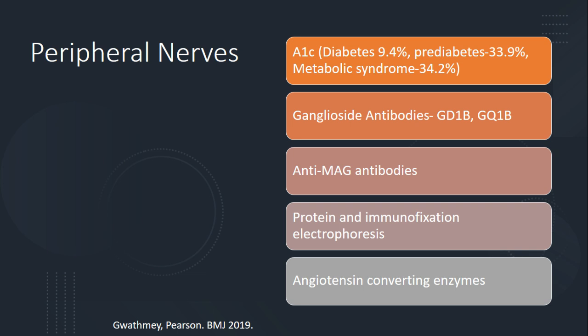Pre-diabetes, as you can see, is 33.9% in the US population. Same goes for metabolic syndrome. So combined together, metabolic disease and diabetes can constitute more than 70% of the patients with peripheral nerve involvement.